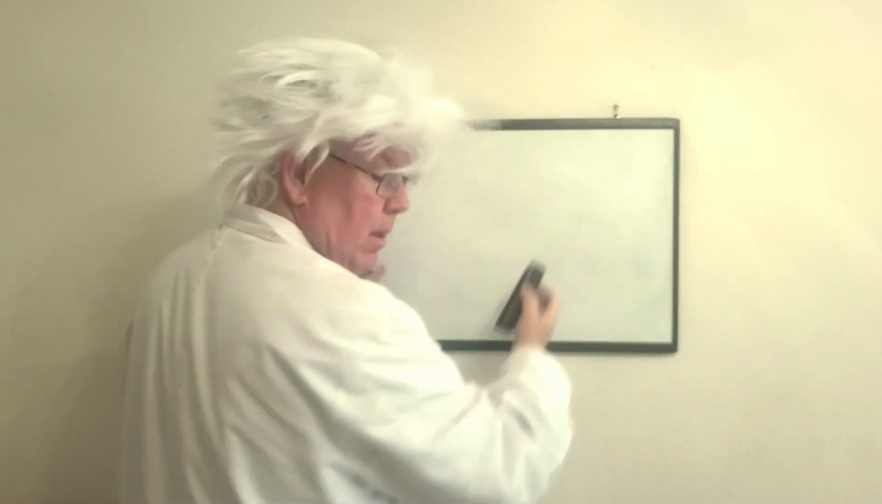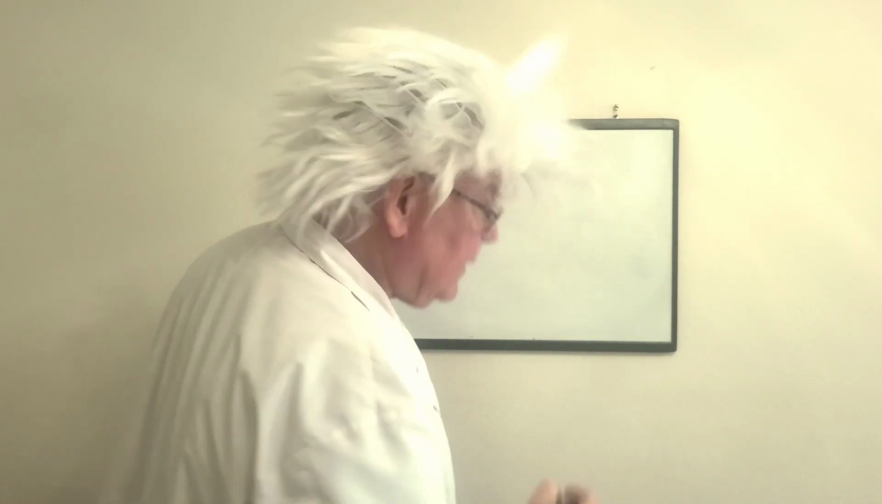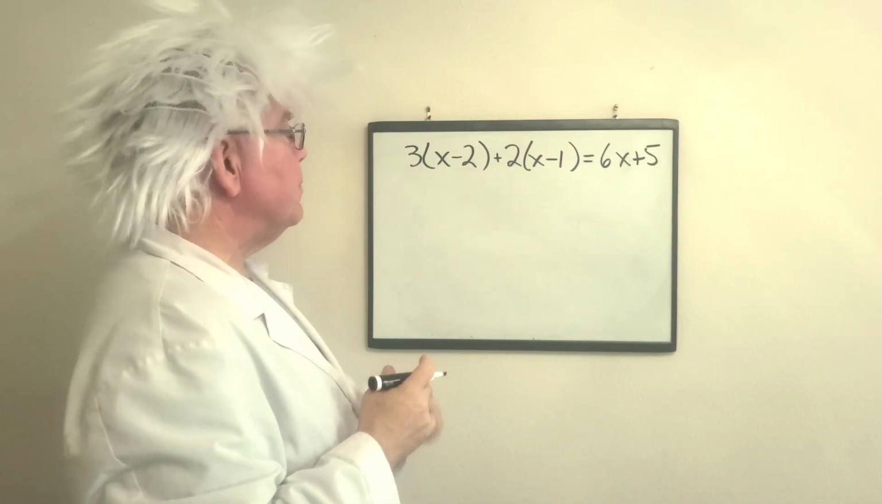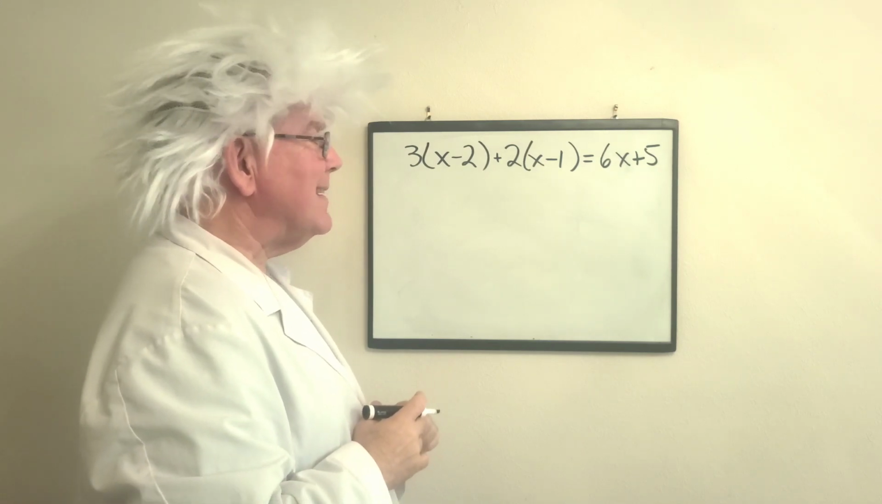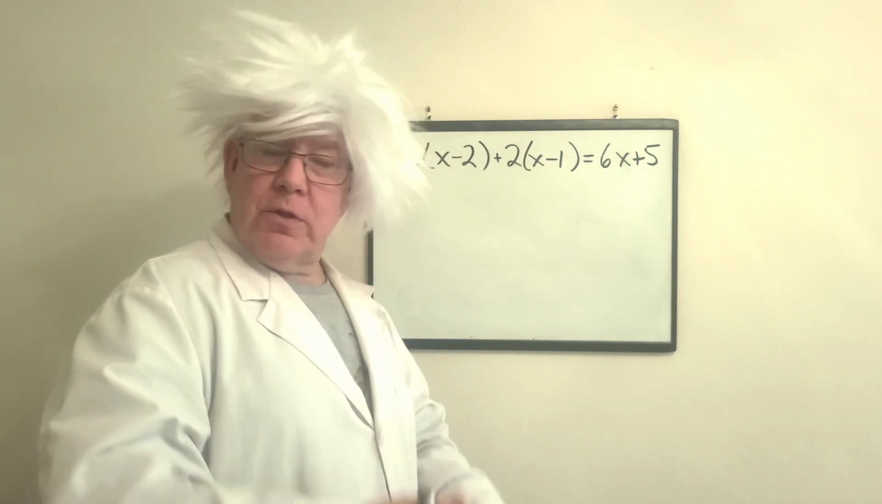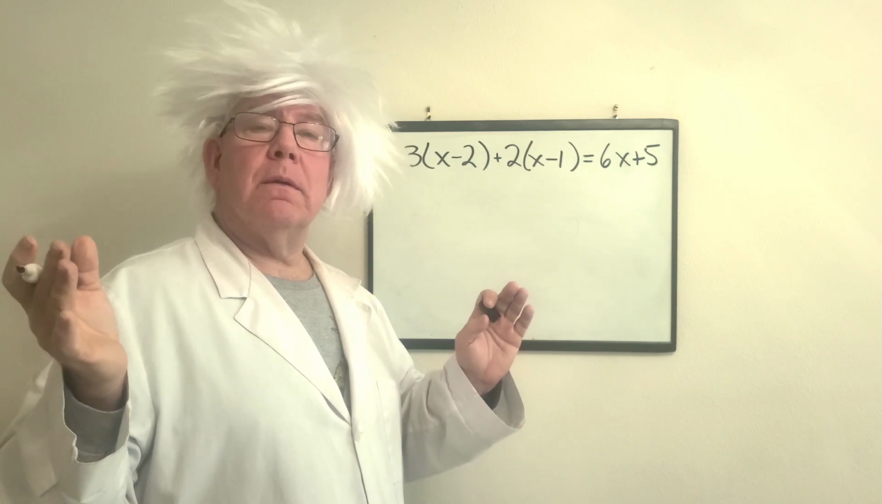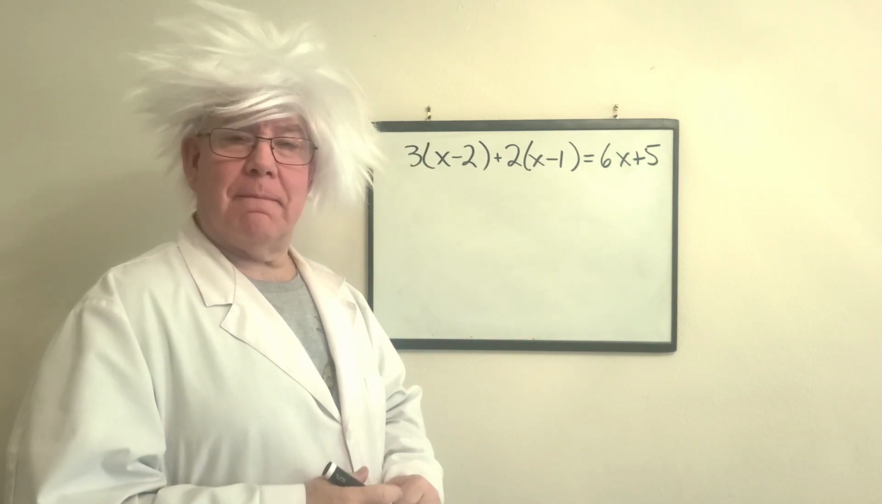I'm going to give you this problem and then I'm going to let you try to solve it. 3 times the quantity x minus 2 plus 2 times the quantity x minus 1 equals 6x plus 5. Pause the video, solve the problem, come back to me.